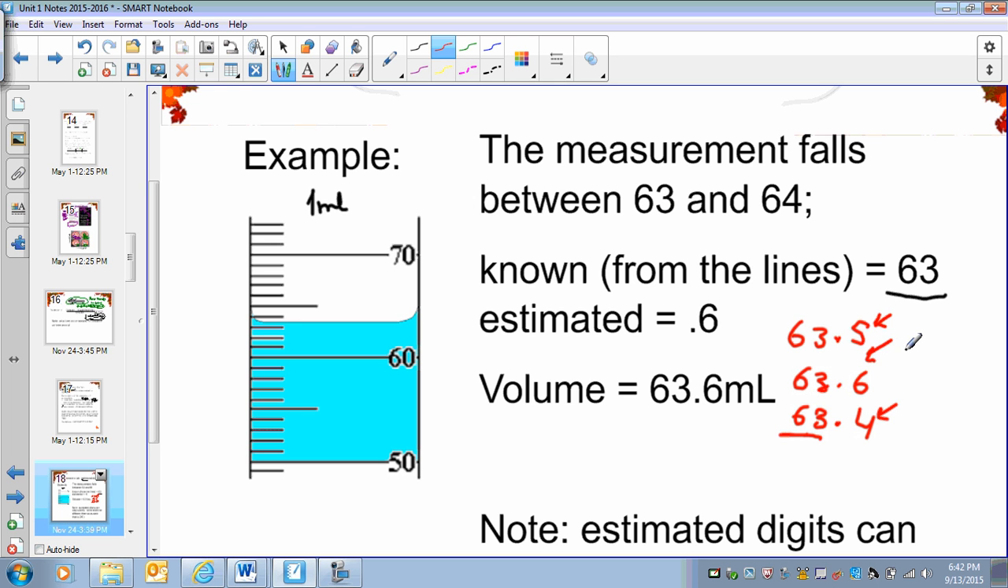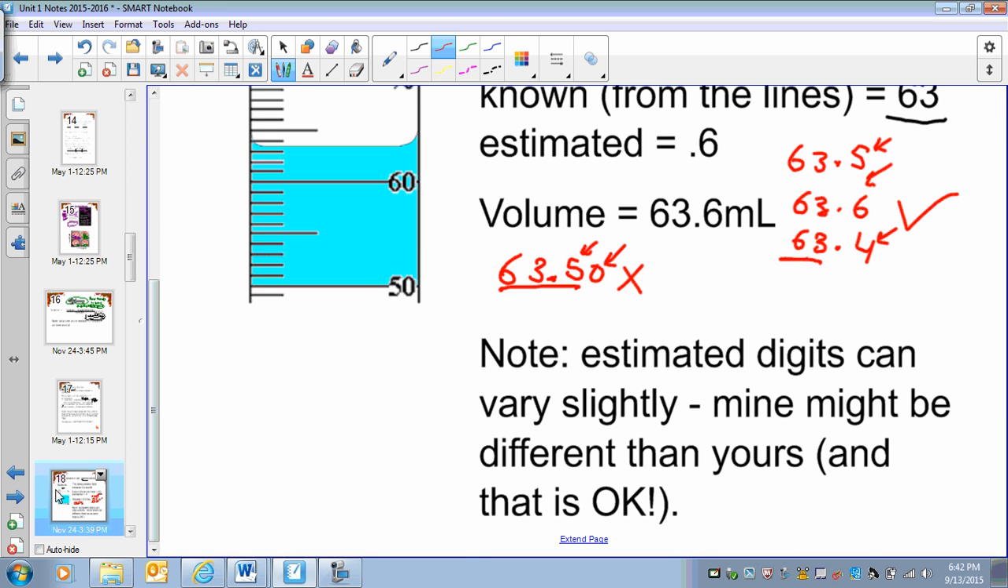What could be wrong with this calculation? If you say it is 63.50, well, this is wrong data, because you can only estimate one digit. Here you're telling me you for sure know it is 63.5, and now you are estimating this one. So you cannot estimate two digits. All of the other answers could be right, but this is a wrong answer because we can only estimate one digit. So please keep that in mind when you're recording volumes and temperatures.